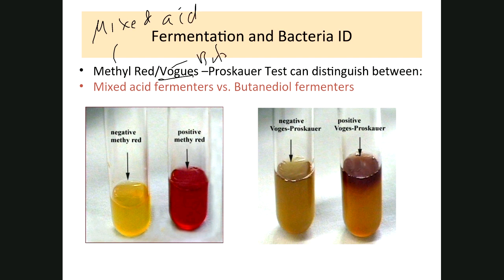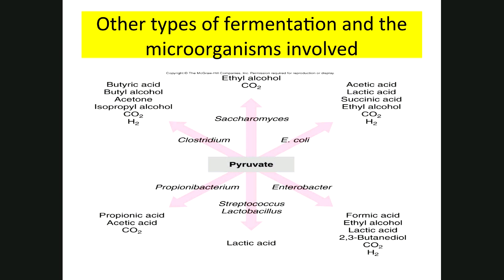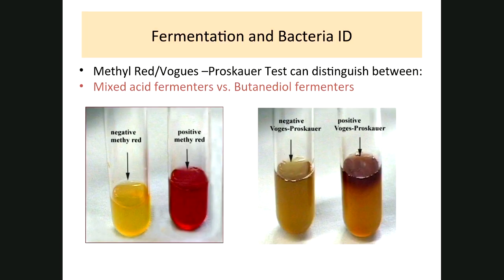So if you have a bacteria and you don't know whether you have E. coli or Enterobacter, you do an MR test and a VP test on the bacteria. If it gives you MR positive, VP negative, you can say, well, I think I have E. coli. If you get an MR negative, VP positive, you can say, oh, I think I have Enterobacter. So it is one useful way to try to identify bacteria.